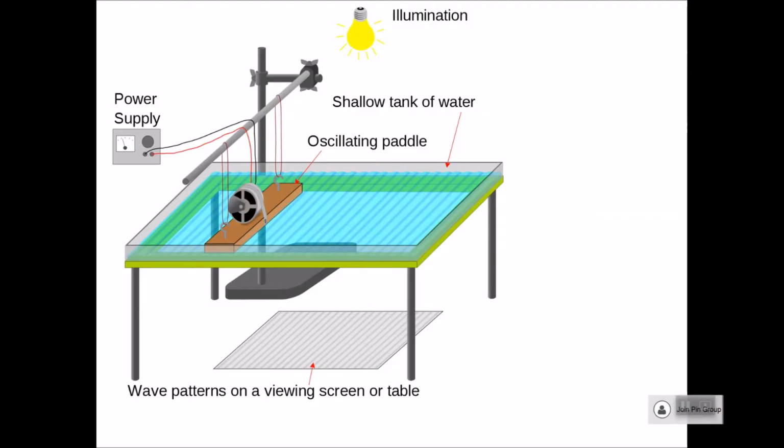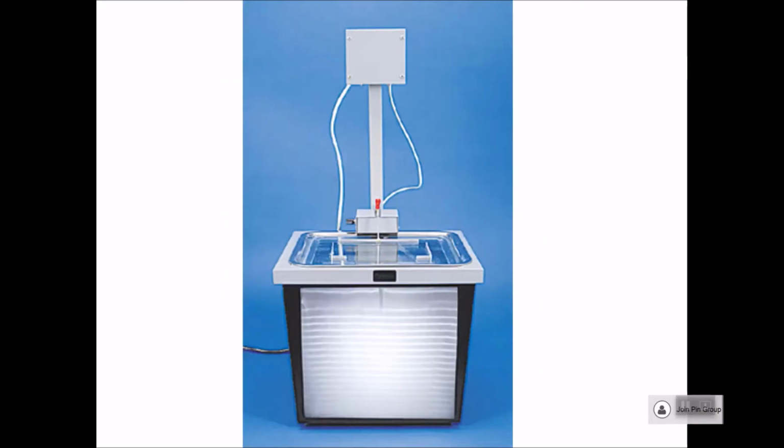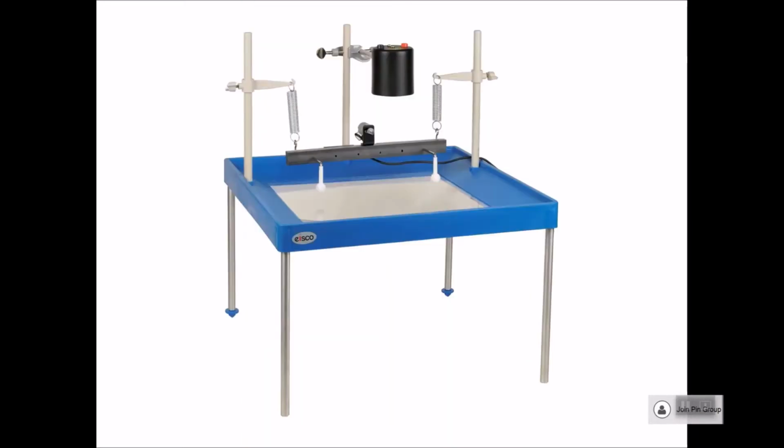So this is what they're on about. Hopefully your school should have one of these. This is called a ripple tank. It's basically a big table full of water. Sometimes it might look like this one here or this one here, but they're all the same thing. Essentially, you've got a tray of water there and you've got something that oscillates up and down. So here there's an electric motor. It oscillates up and down and it causes this bar here to move up and down. And when it moves up and down, it creates ripples in the water.